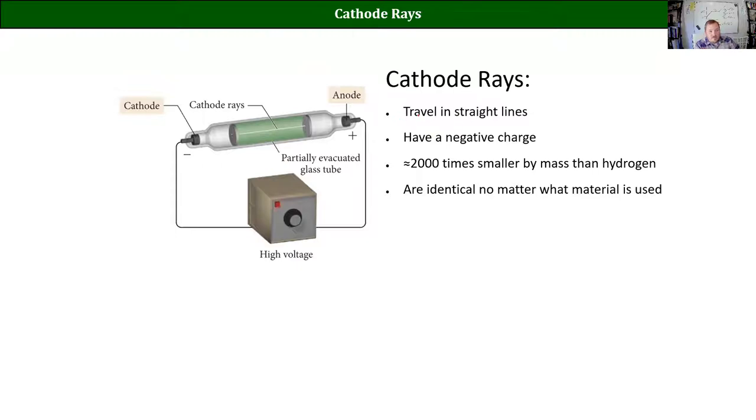And what he noticed was that these rays, he called them cathode rays because they came from the cathode and moved towards the anode, traveled in straight lines and had a negative charge. And this is the one that was really interesting: he could measure the mass of them, and they were 2,000 times smaller than hydrogen. And hydrogen was already known to be the smallest element.